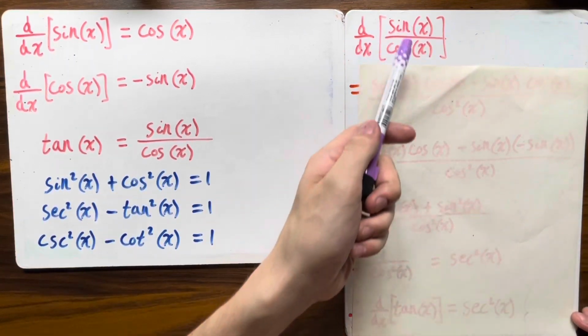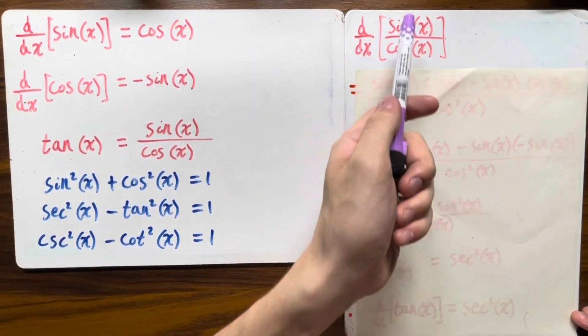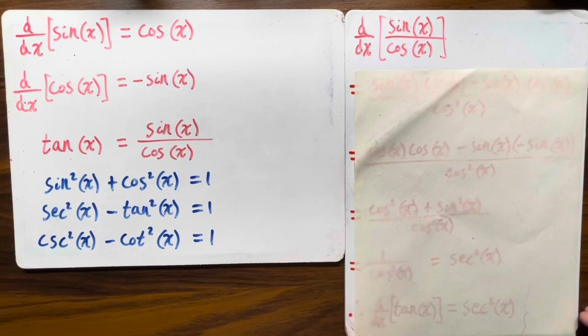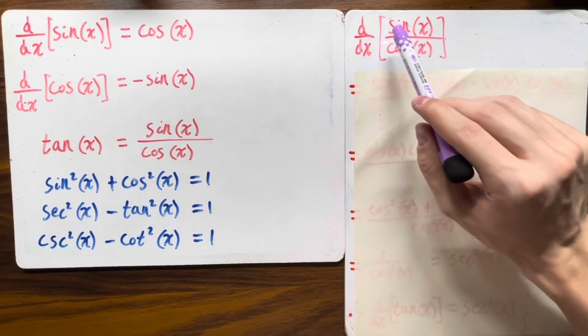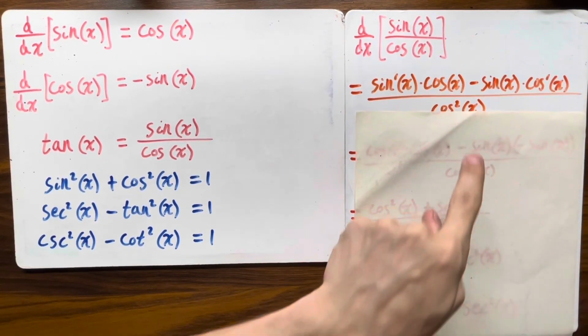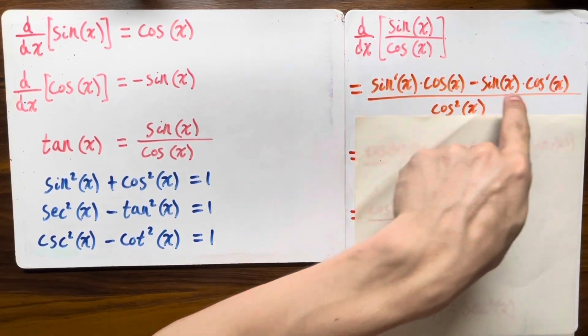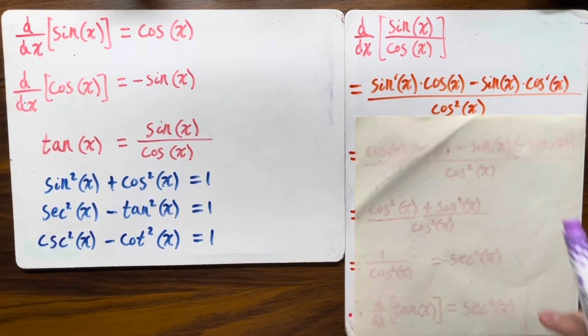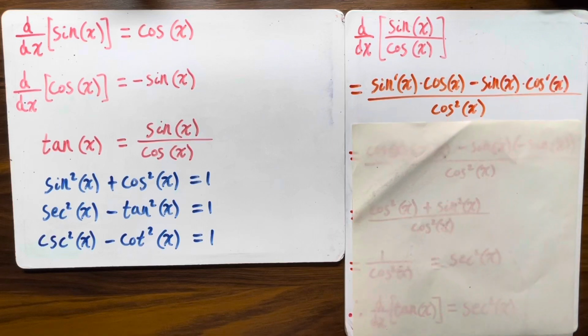So rewriting tangent in this way, taking the derivative of this, sine divided by cosine, or in other words, the derivative of tangent, we can use the quotient rule. And remember, the quotient rule says the derivative of the top times the bottom minus the top times the derivative of the bottom, all divided by the bottom function squared.